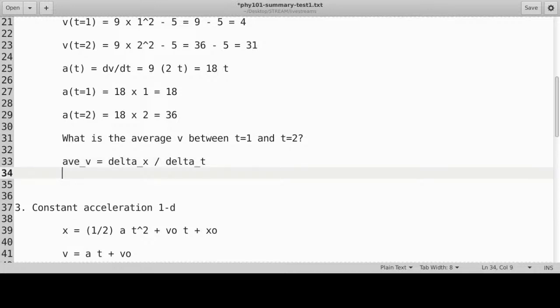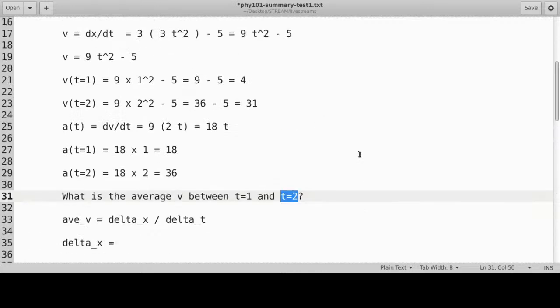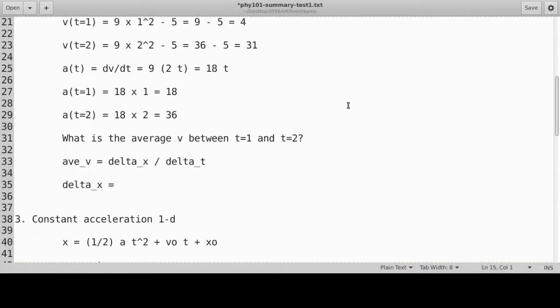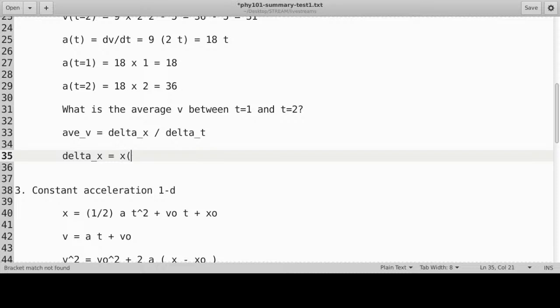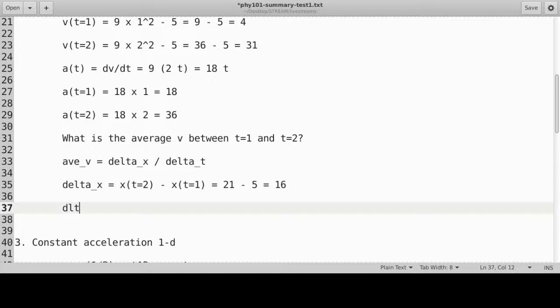Well, let's do each on their own line. The delta x is what's x at the later time, so what's x at t equals 2? X at t equals 2 is 21. And actually, let me write it like this: x at t equals 2 seconds minus x at t equals 1 second. That's going to be 21 minus, what was the other one? 21 minus 5, which I guess is 16. And the delta t is just your t equals 2 minus 1.